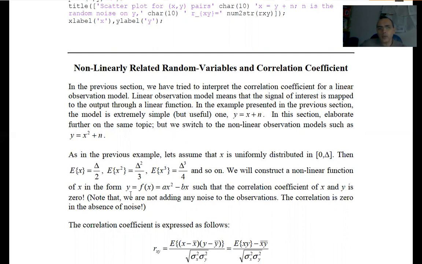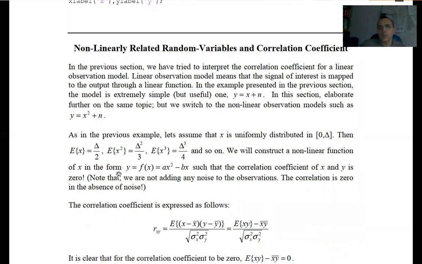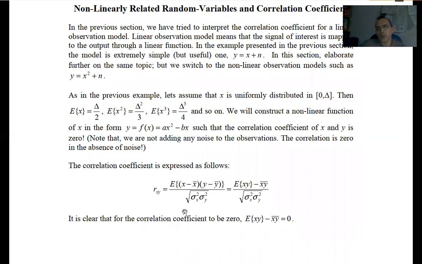So between x and y, as you see, there is nothing random. If you tell me x, I tell you y with perfect accuracy. There is no noise effect over here. Now, can I calculate the correlation coefficient of this x and y? Of course I can. This is the definition.